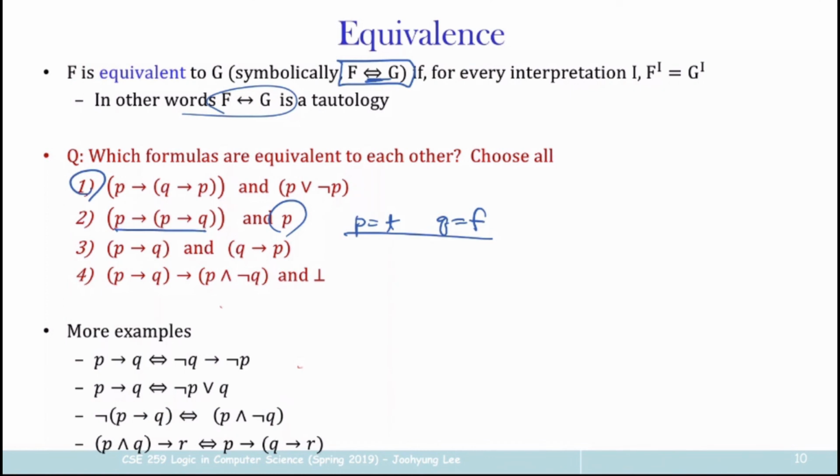And as you see, this is actually true implies false, which is false. And again, P is true, so true implies false. The first one is false under this interpretation. Second formula, P is true under the interpretation. So if you apply this interpretation, you will see that these two formulas work differently. The first formula returns false, the second one returns true. So this is not equivalent.